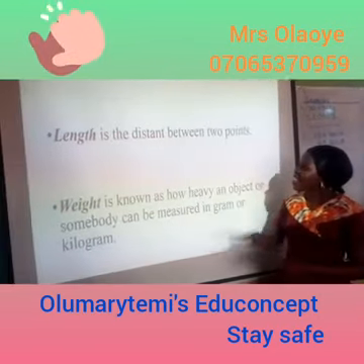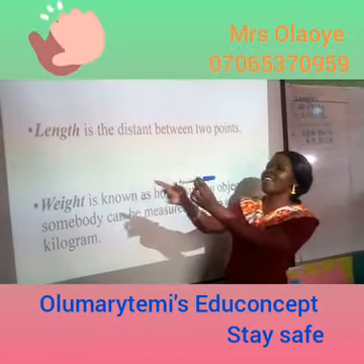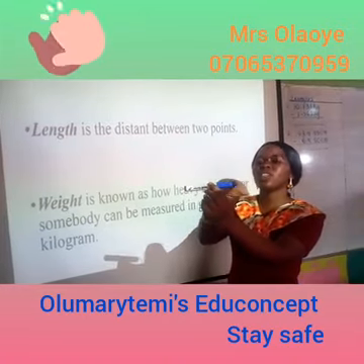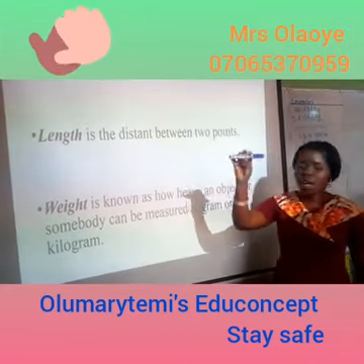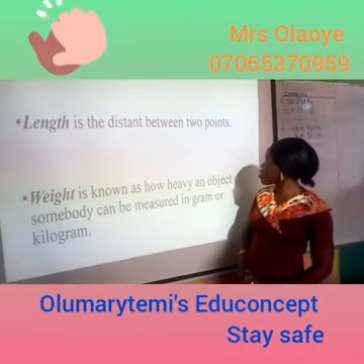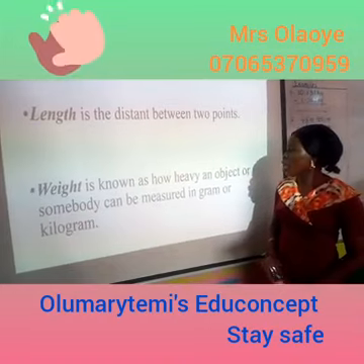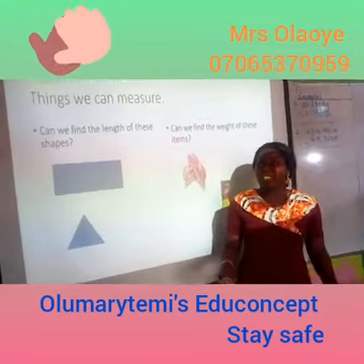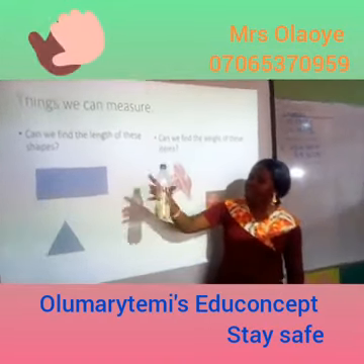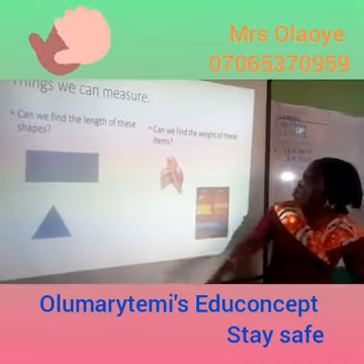What is length? Length is the distance between 2 points. Like I have a marker here. The distance from this point to this point is the length of the marker. I also have what is weight. Weight is known as how heavy an object or somebody can be, measured either in gram or kilogram. Like how heavy I am if I stand on the scale, or how heavy or how light this object is.